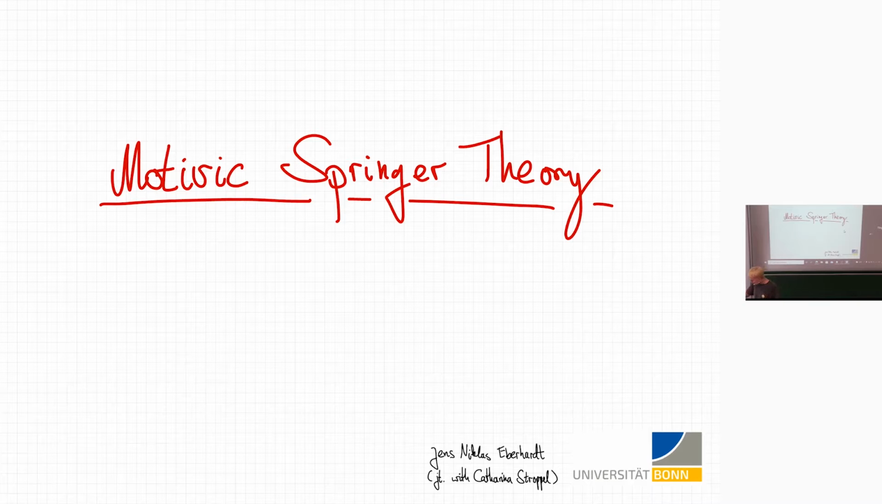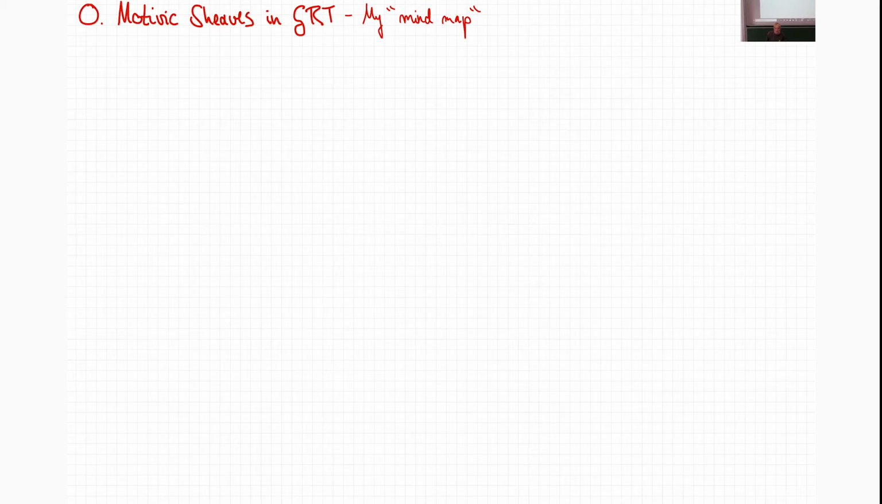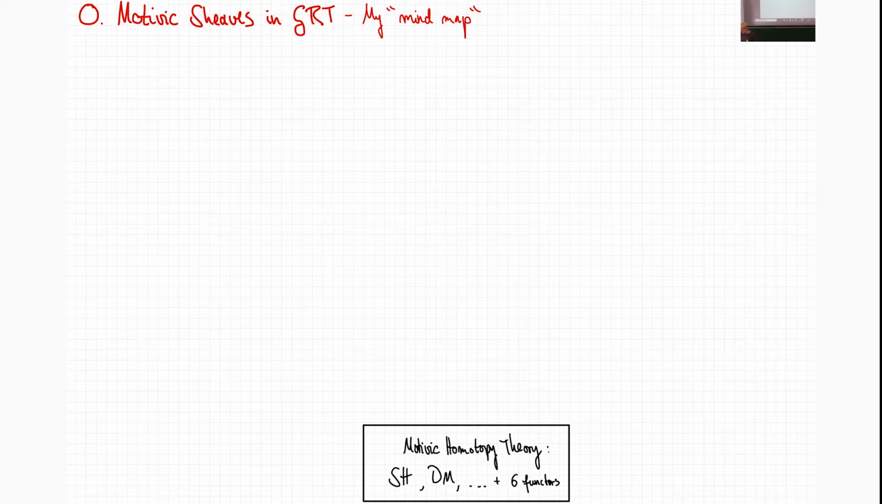Okay, so before I start with my actual talk, I want to give an overview of certain applications of motifs in geometric representation theory I have come across so far. It's not a complete list, it's only the stuff I know personally, just to maybe get an overview of stuff that is happening. So the starting point is the following.